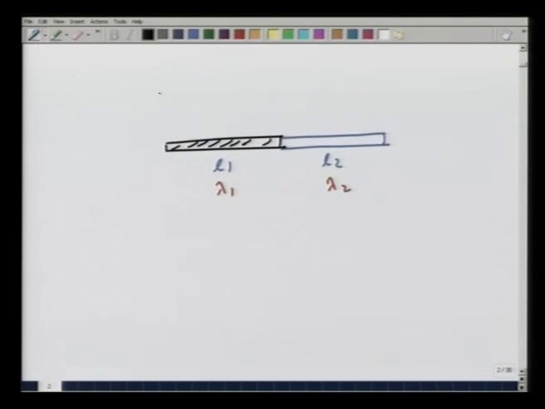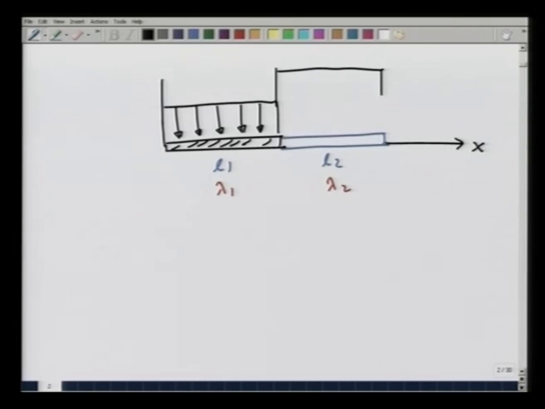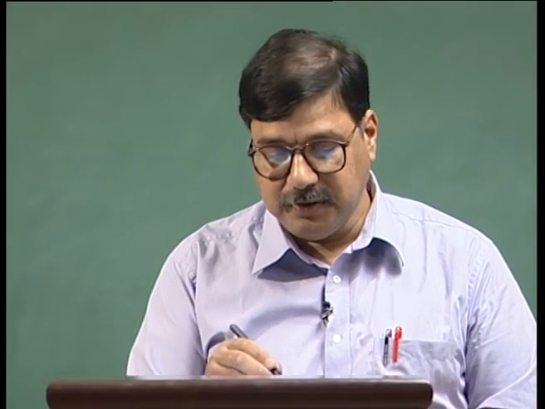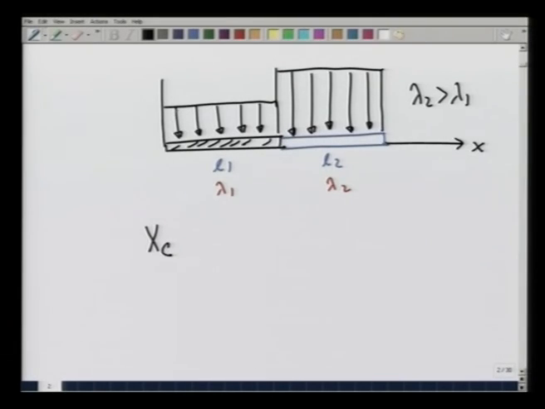My axis is starting from here and going this way. If I plot the load curve, it will be constant, lambda 1 g per unit length here, and if we assume lambda 2 to be greater than lambda 1, and I wish to calculate the center of gravity. By definition, the center of gravity is the centroid of this load curve.